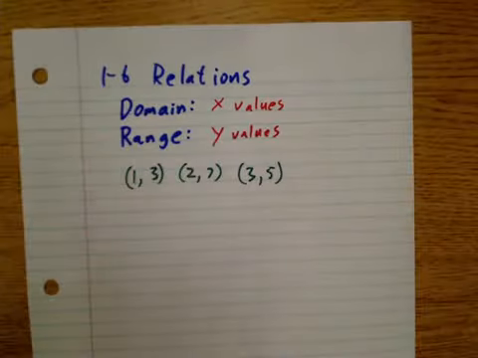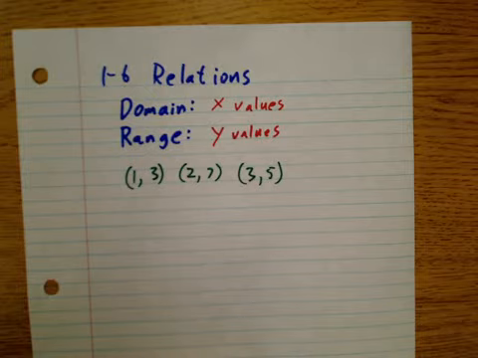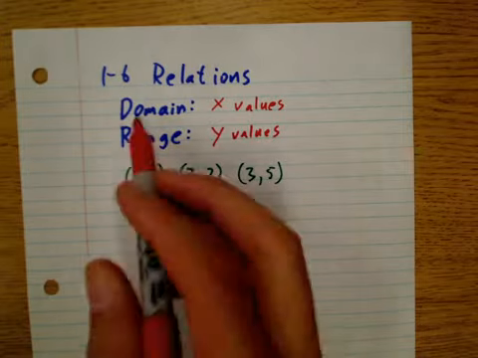Okay, and this is very straightforward, but it's kind of weird. You just need to remember that. There's no special reason why domain means x values and range means y values. It's just something you'll need to know. When you see the word domain, you need to know x values.